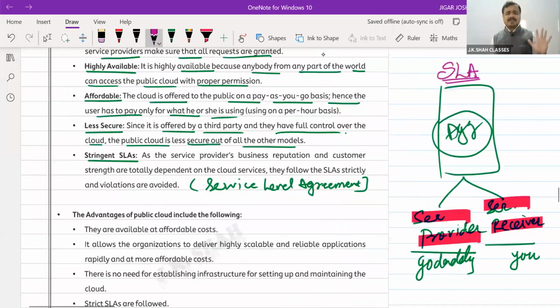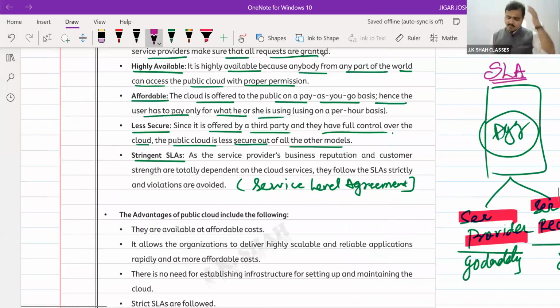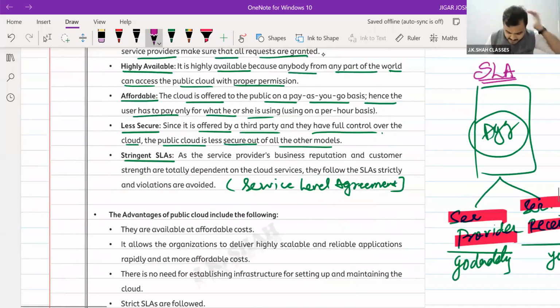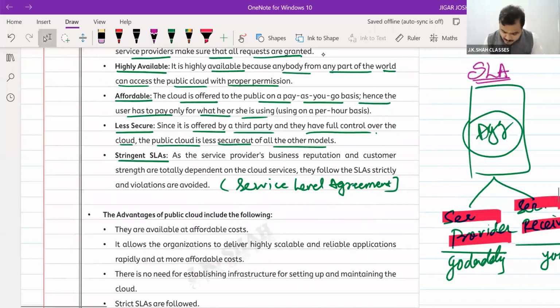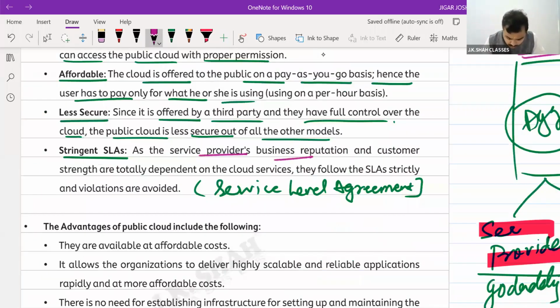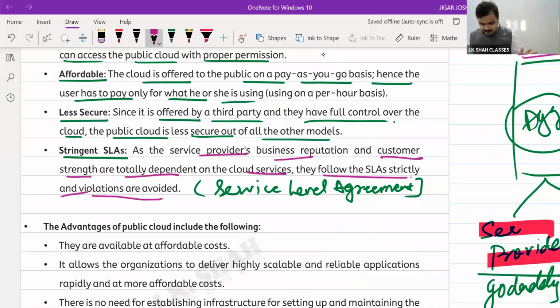Stringent means very strict, very strong. Stringent SLA. As a service provider's business reputation and customer strength are totally dependent on the cloud service, they follow SLA strictly and violations are avoided. Understood? Yes, sir. Fully clear?